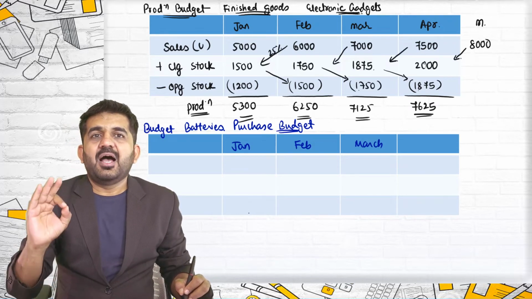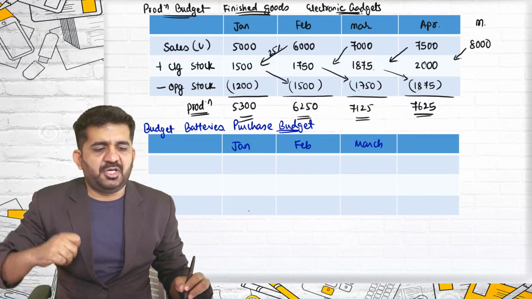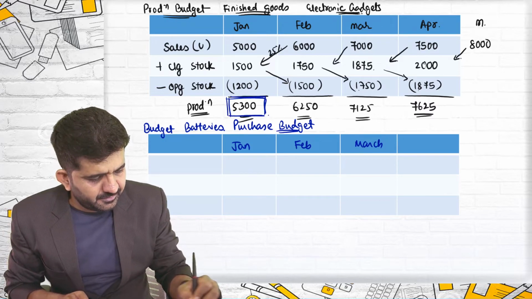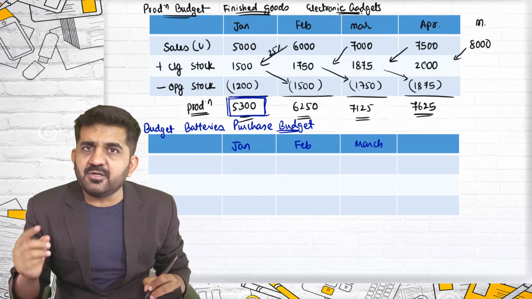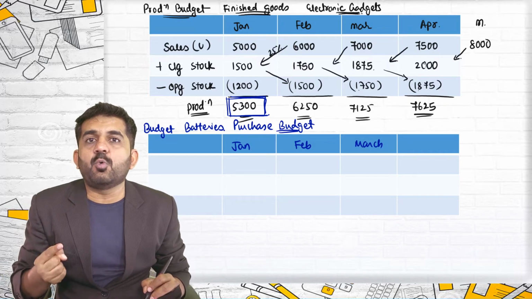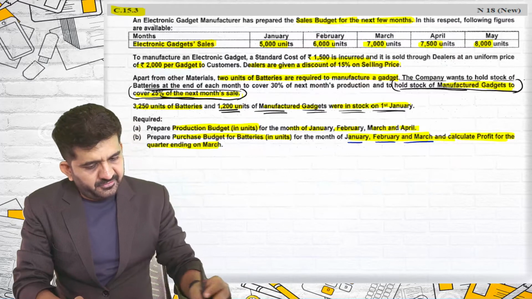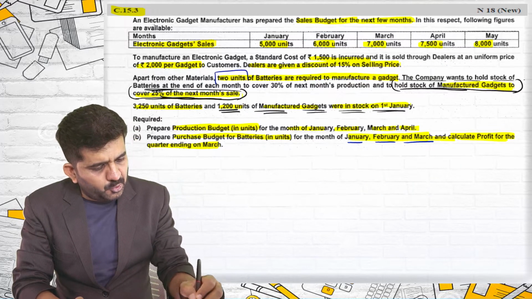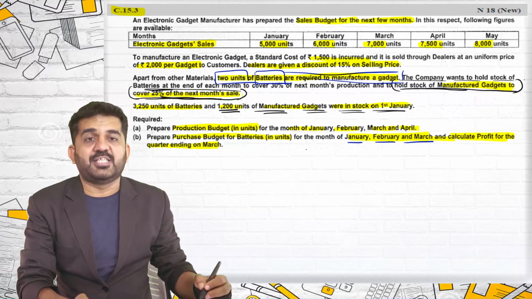Alright. How many electronic gadgets am I manufacturing in January? 5,300. How many batteries are required to manufacture one gadget? 2. It is written that, apart from other materials, 2 units of batteries are required to manufacture a gadget.